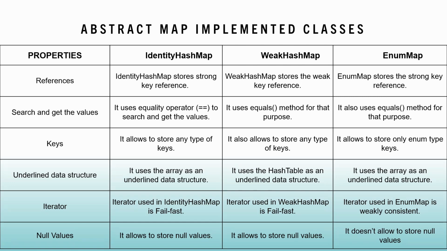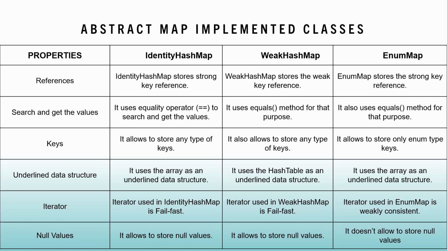Then for searching and getting the value, IdentityHashMap uses the double equals operator, whereas WeakHashMap uses the equals method, and EnumMap also uses the equals method. For keys, IdentityHashMap allows any type of keys. EnumMap allows only enum type keys. You know enum, right, where we define all the constants. Mostly the constants are put in enum keys, so we can directly fetch the data using enum, get the constants, and define key-value pairs. From the name itself, you can tell EnumMap will accept only enum type keys.